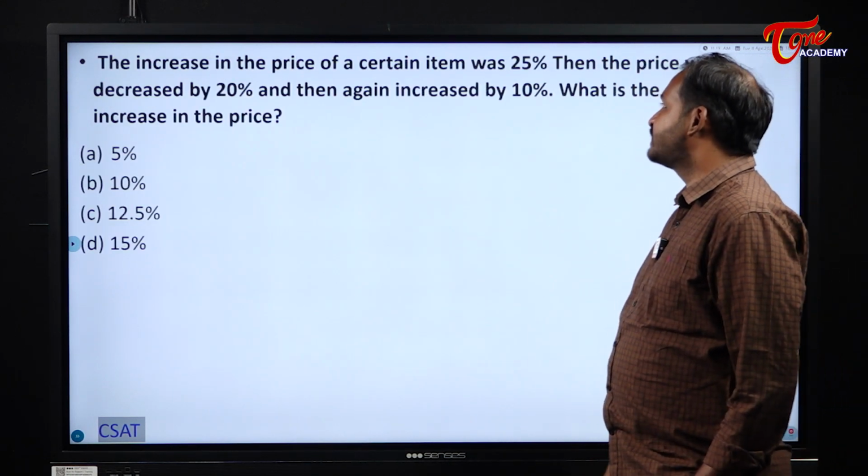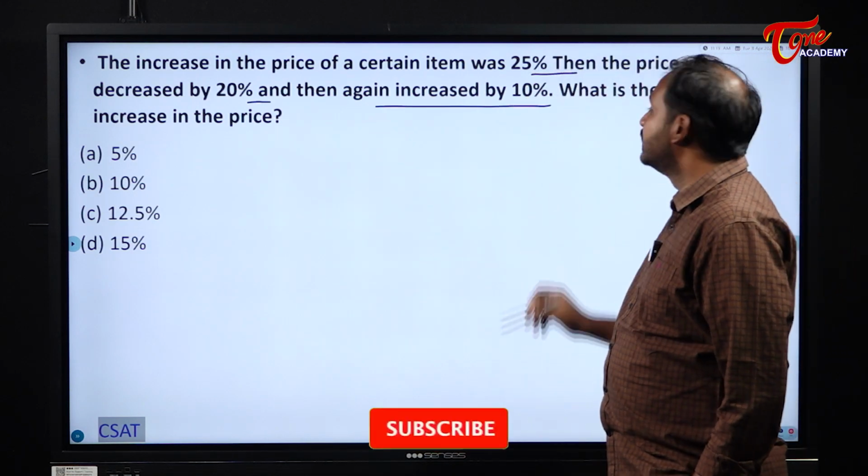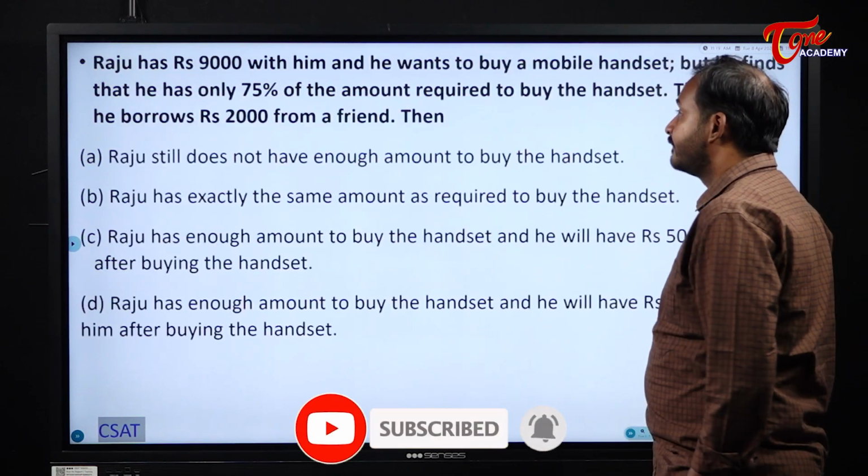The increase in price of a certain item was 25%, then the price was decreased by 20%, and then I see, already we solved a similar one. Okay, we will see the next one.